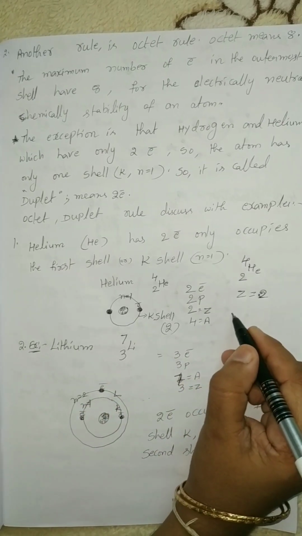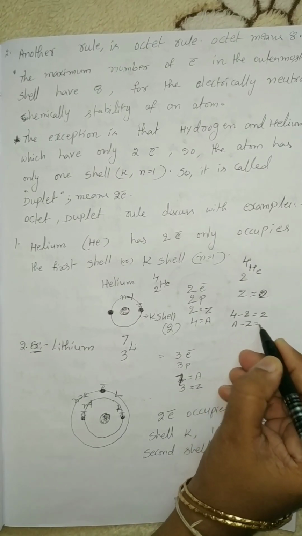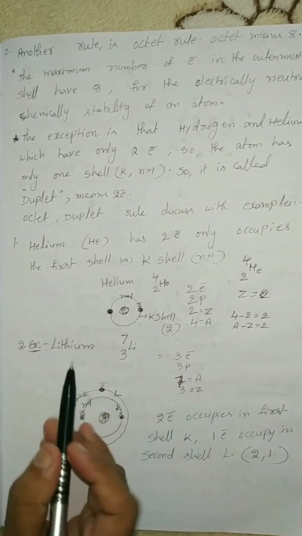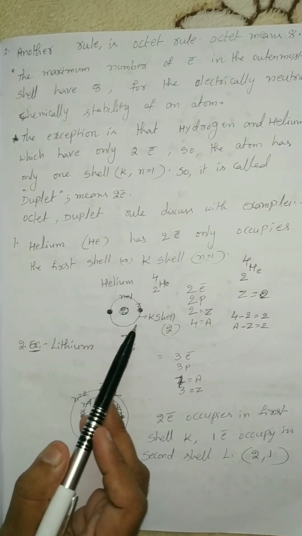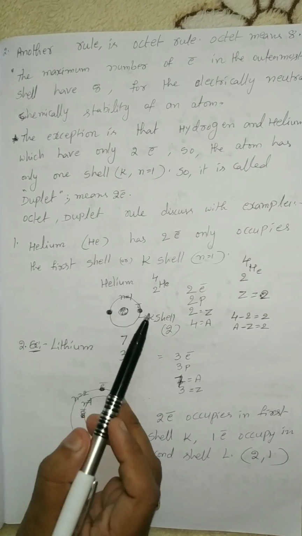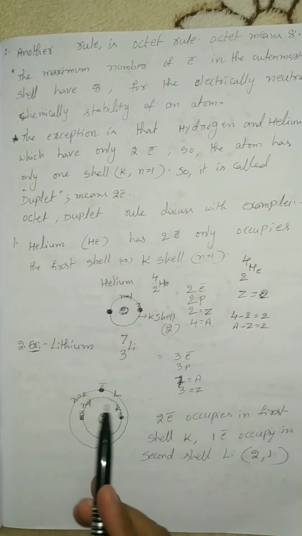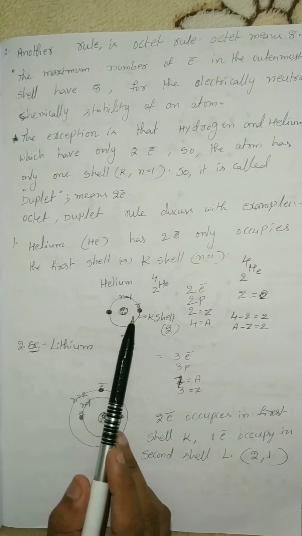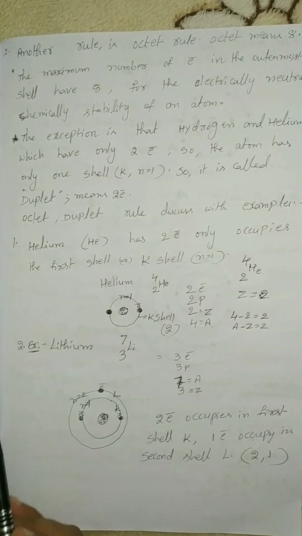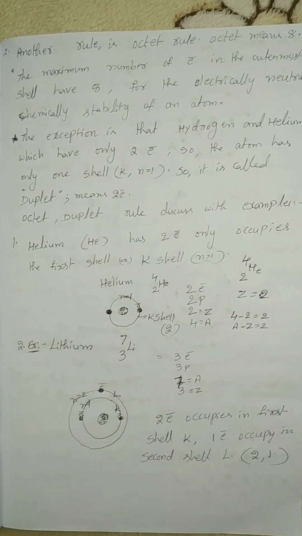So what are the neutrons? 4 minus 2 equal to 2, that is A minus Z. So neutrons also 2: protons 2, neutrons 2 present in the nucleus. On the outer side, electrons are 2. This is n equal to 1, so this is the K shell. K shell has 2 electrons only. So how is the octet rule possible? Why? Because this is a small element.